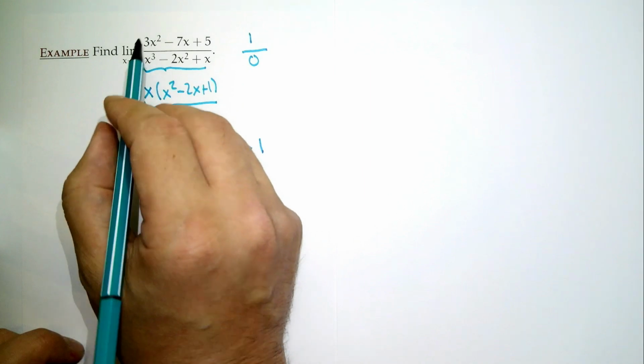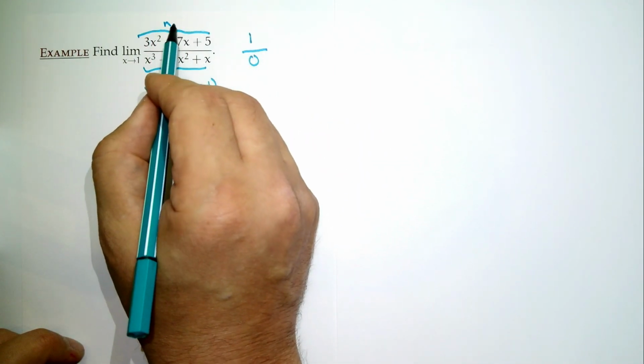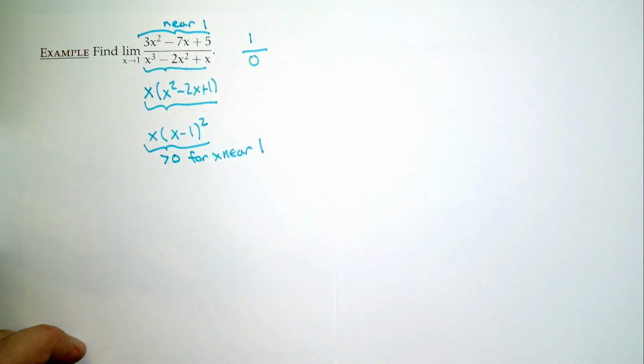And on the upstairs, what do we have? Well, because it's going to 1, we know that this part is near 1. Because whatever the upstairs goes to, that's where it's going to be close to. So I have a number that's near 1 divided by a number that's positive, but near 0. So what's the result going to be?